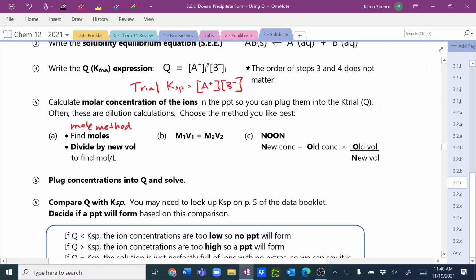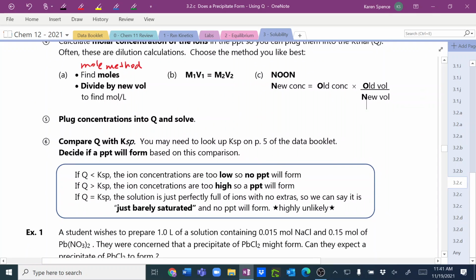Oh, look, we're plugging things in and we're solving, yes? And then we just have to go back and say, now I need to compare Q with KSP, which is what we did before when we compared Q with KEQ. If Q is less than KSP, in other words, it's too small, the ion concentrations are too low, so you're going to get no precipitate.